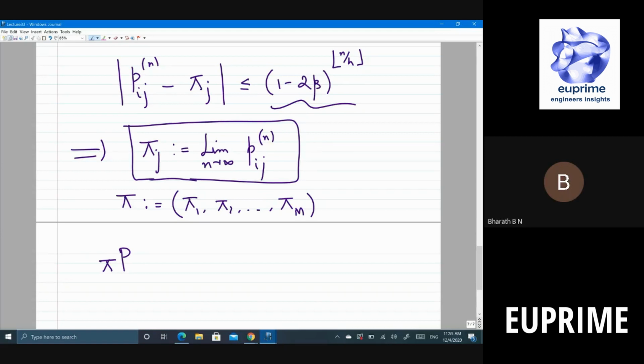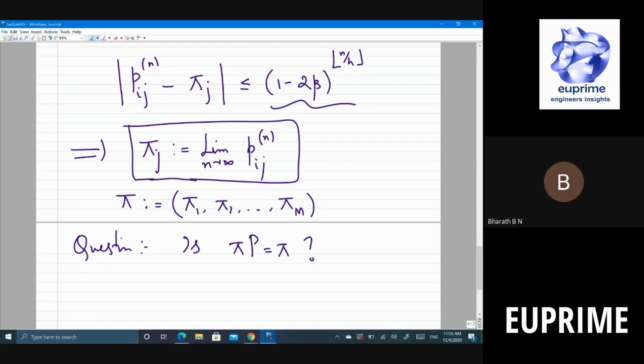Do you agree? So instead, I'll see what happens to pi p power n, and then also take the limit. If you take pi p power n, the limit as n tends to infinity, what do you think is the result? Let me ask it as a question: is pi p equal to pi?